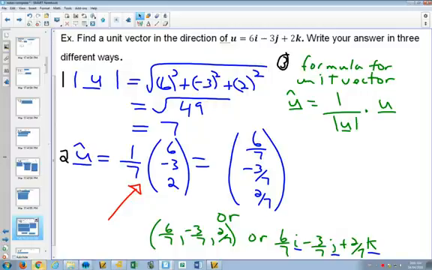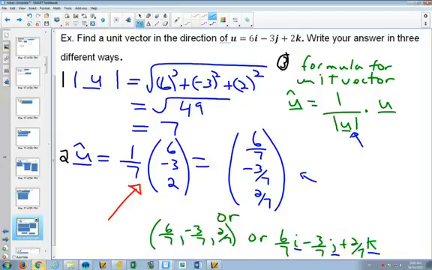So this is our second key concept, finding a unit vector. And we need to know our first key concept was finding the length. And all we have to do to find our unit vector is take the length of our vector and divide by that and multiply it by the vector that we had to start with. That will give us a vector that has a length of 1.